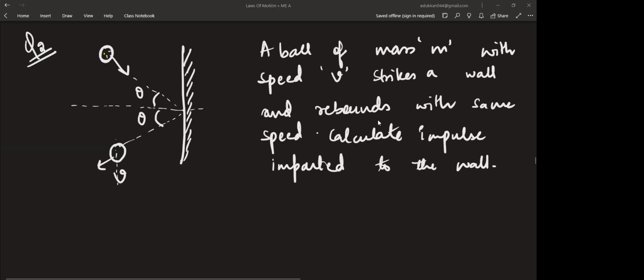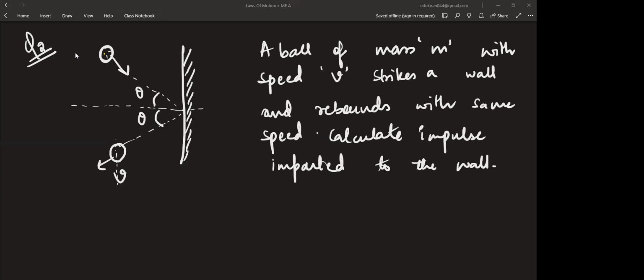It says that a ball of mass m with a speed v strikes a wall and rebounds with the same speed. Calculate the impulse imparted to the ball. Here we have the velocity at a particular angle. The velocity is not straight like the previous question. So here you have to break the components of the velocity.